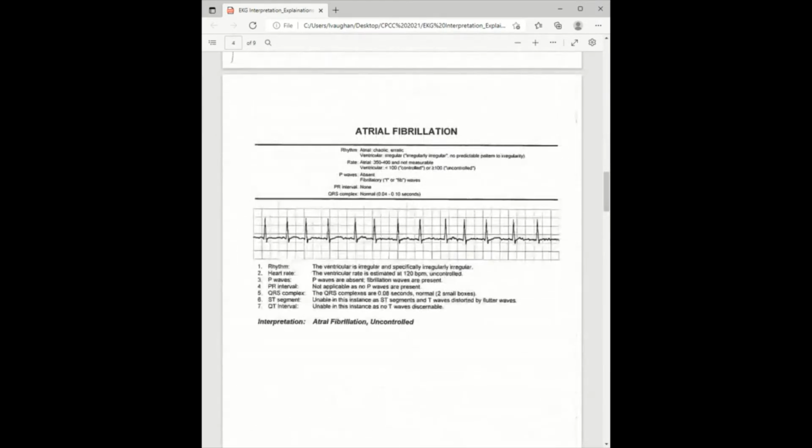So we have our atrial fibrillation. That P wave isn't really discernible. It's just kind of flopping around with fibrillation. And we have that QRS. So this rhythm is atrial fibrillation.